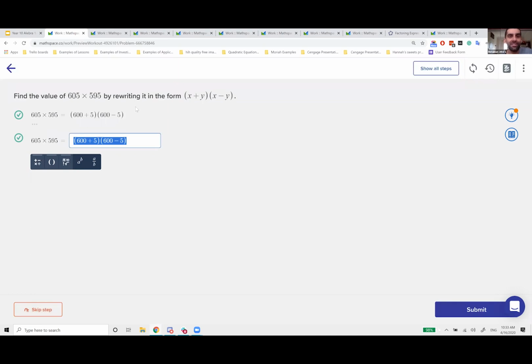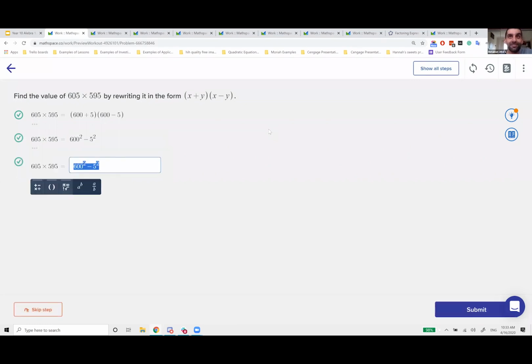Really easy. But now, instead of working it out going 605 times 595, I know something that can make it really simple, because I know that x plus y times x minus y is x squared minus y squared. So this just becomes 600 squared minus 5 squared. And this you should be able to do in your head.